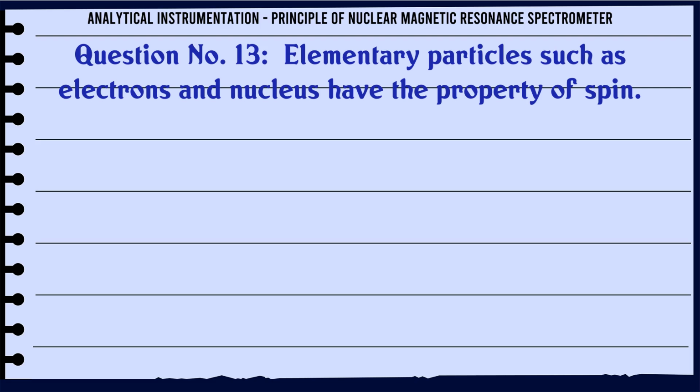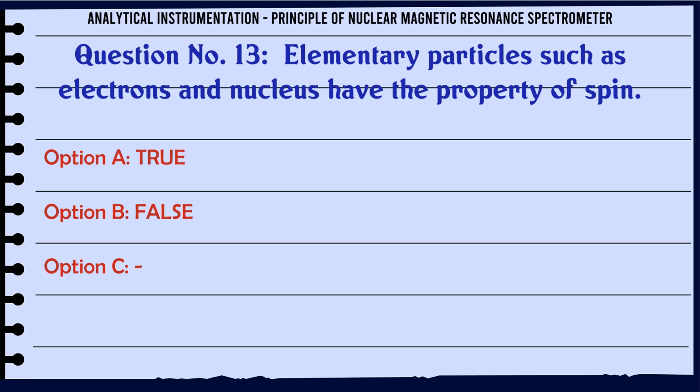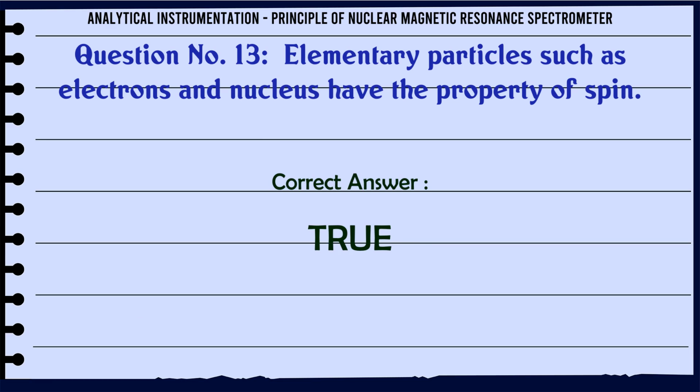Elementary particles such as electrons and nucleus have the property of spin. A. True. B. False. The correct answer is true.